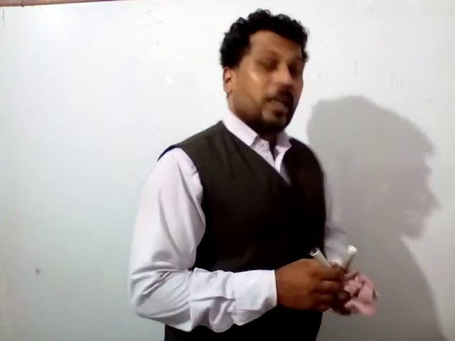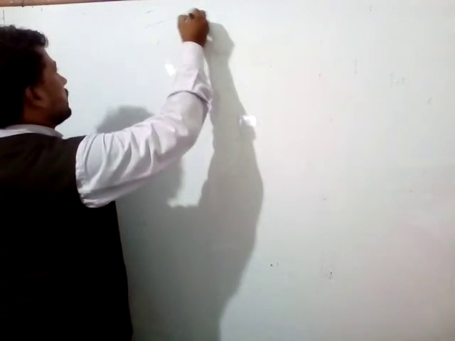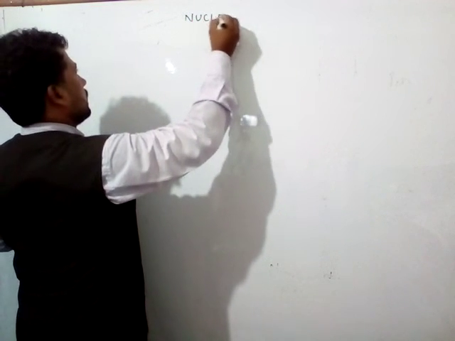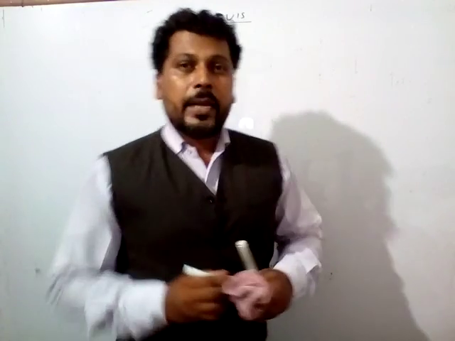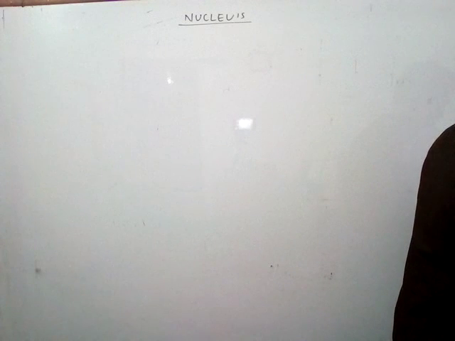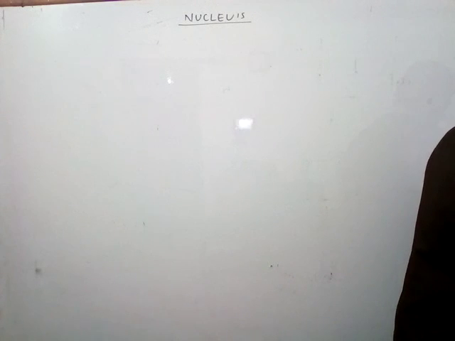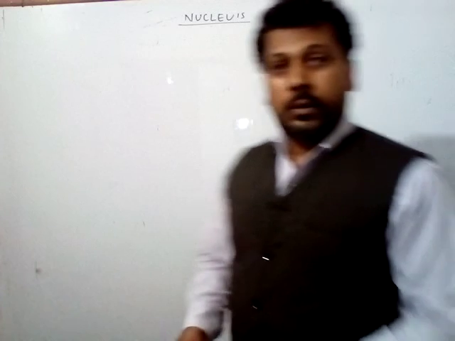And today we are going to discuss the nucleus. So let's be ready for reading the nucleus. Okay. So what are the charges of electron, proton, neutron and alpha particle? So according to this we will discuss the charges of each: electron, proton, neutron and alpha particle.